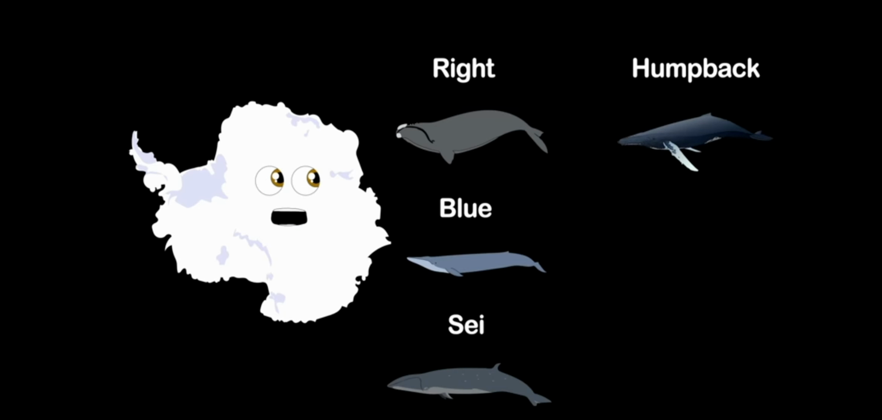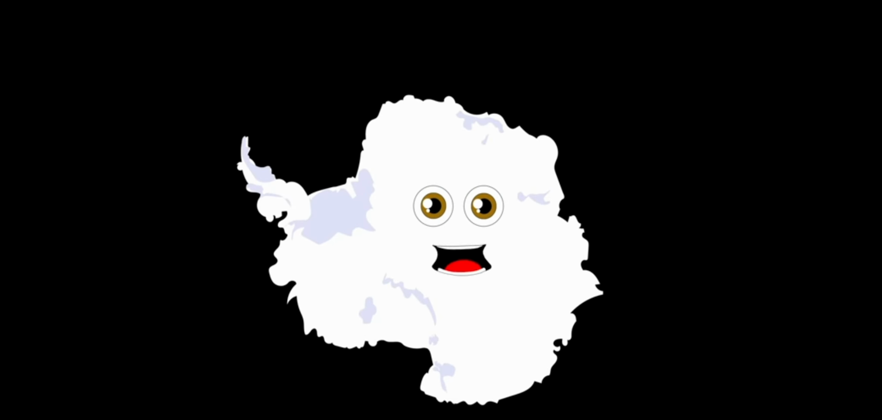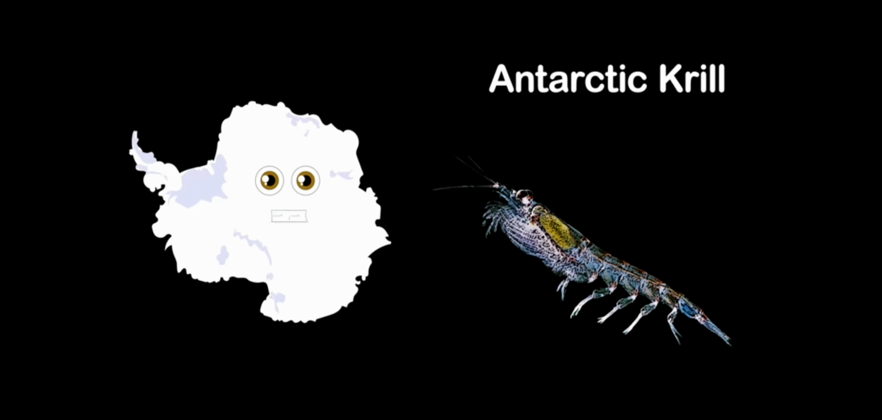I also have an abundance of whales that visit me. Here's a list of the names of whales that I most commonly see. There's the right whale, the blue whale, sei whale, and the humpback whale. The minke whale, the fin whale, the sperm whale, and killer whale do hail. I provide a lot of marine food to fill a whale's belly. Most whales visit to eat the krill that's in abundance around me.